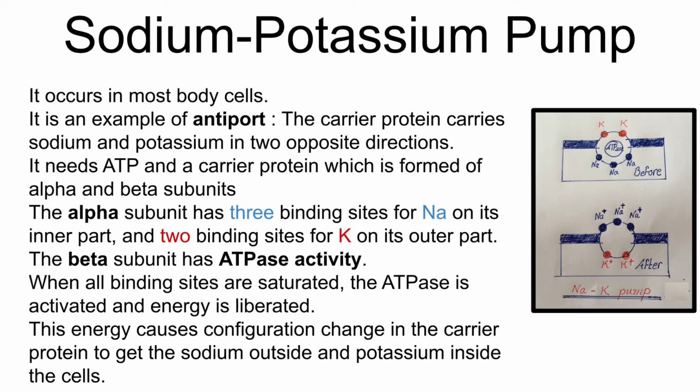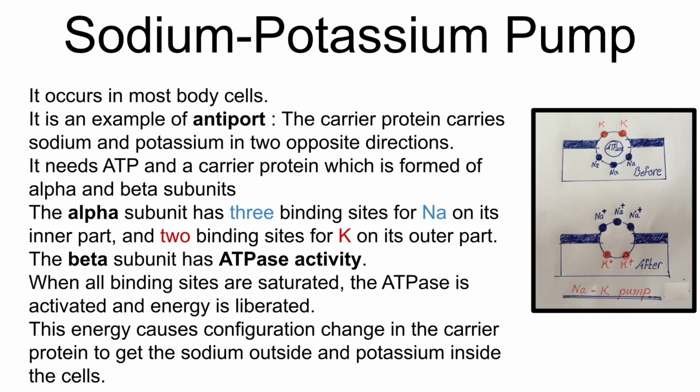The sodium-potassium pump is present in most body cells. It is an example of antiport. The carrier protein carries sodium and potassium in two opposite directions. It needs ATP and a carrier protein, which is formed of alpha and beta subunits.